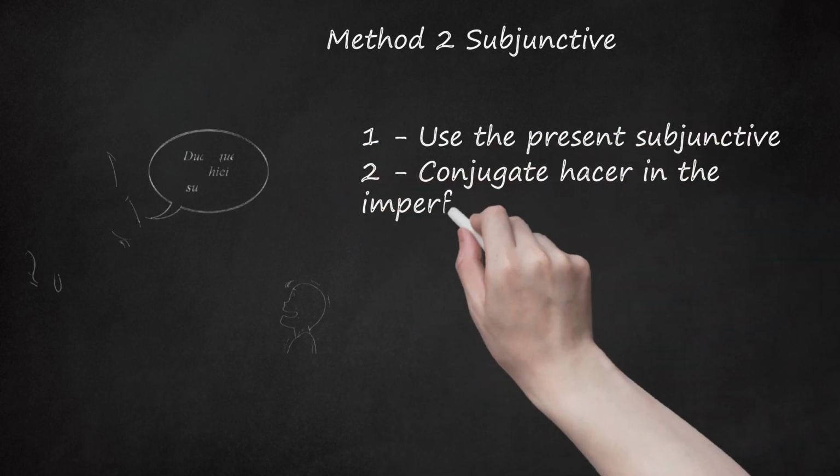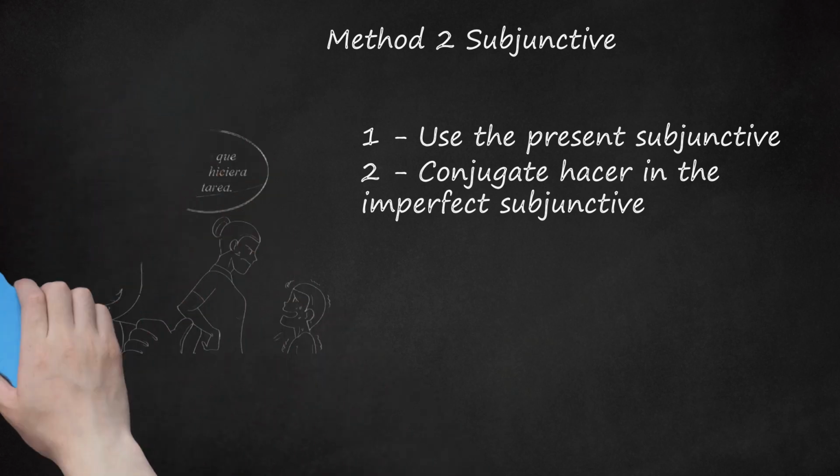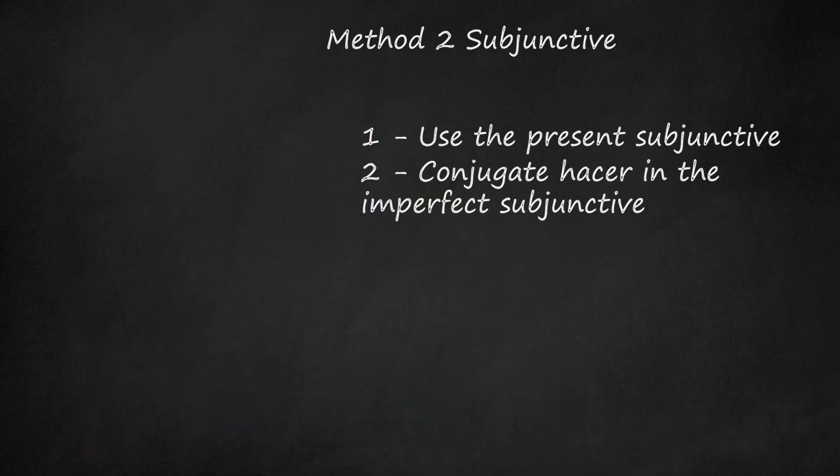2. Conjugate hacer in the imperfect subjunctive. Use the imperfect subjunctive of hacer when describing a past action that you doubt or deny has been done. Note that for all 6 persons, the imperfect subjunctive can be conjugated in 2 different ways. Example, I doubt that Pedro did his homework, dudo que Pedro hiciera su tarea. Yo, hiciera or hiciese. Tú, hicieras or hicieses. Él, ella, usted, hiciera or hiciese. Nosotros, as, hiciéramos or hiciésemos. Vosotros, as, hicierais or hicieseis. Ellos, ellas, ustedes, hicieran or hiciesen.